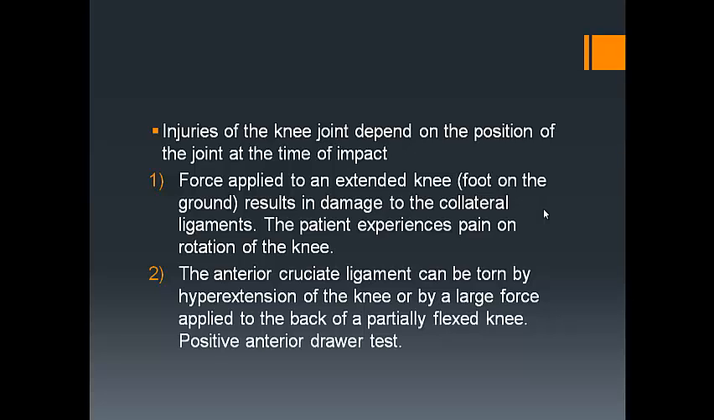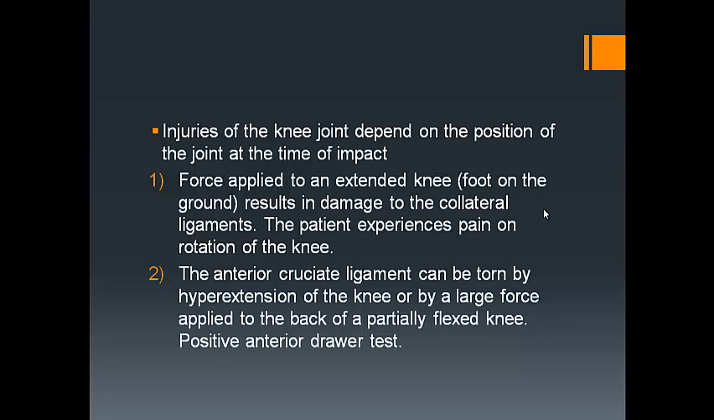The anterior cruciate ligament is torn by hyperextension of the knee. So when you're standing, that's just regular extension. Hyperextension is basically, just think of excessive forward movement of the tibia. So basically the tibia passing its normal position anteriorly.